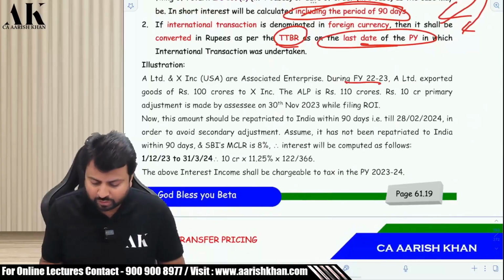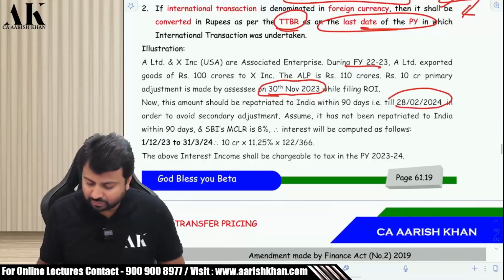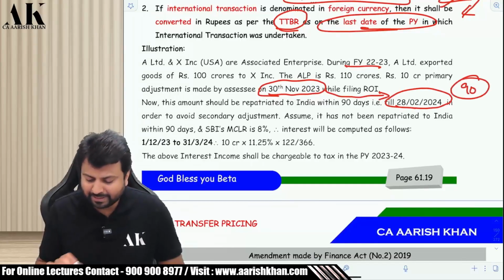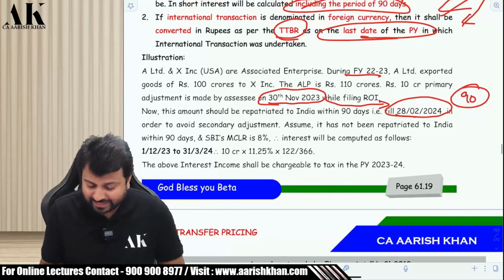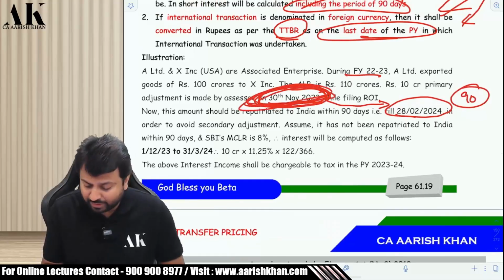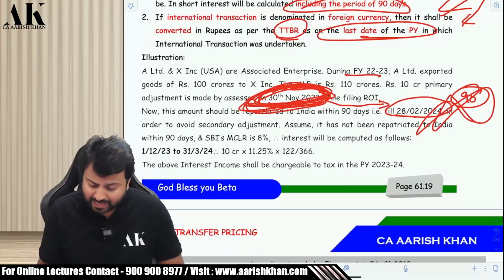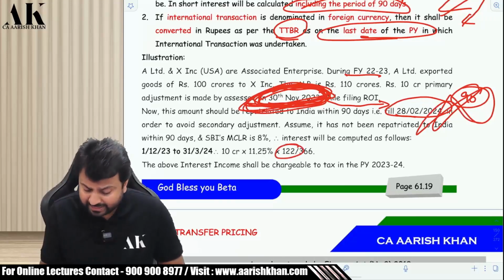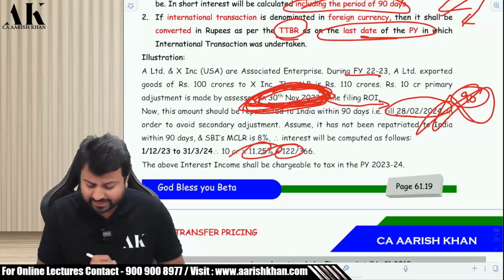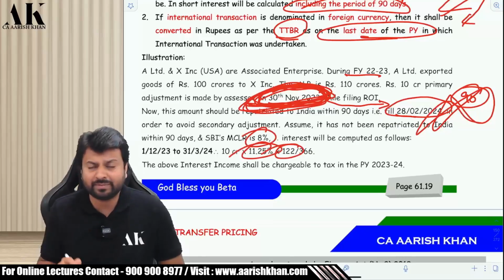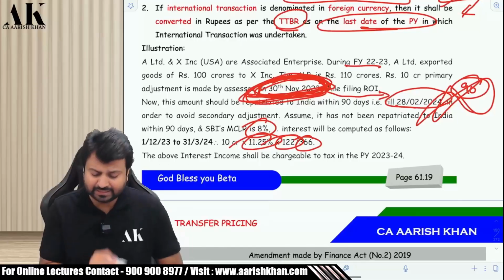For financial year 22-23, the due date is 30th November. So you have to bring back the money till 20th Feb 2024 because this is the 90 days period. If you do not bring back the money within 90 days, then the interest will be counted from 30th November only. It will not be counted from 20th Feb. It will be counted from 30th November, and from 30th November till 31st March, it comes to 122 days, and the interest rate is 8% plus 3.25% of SBI MCLR, divided by 366, into 10 crore.